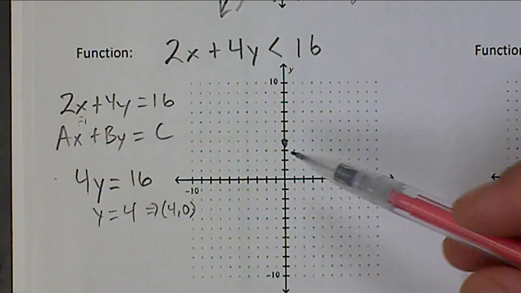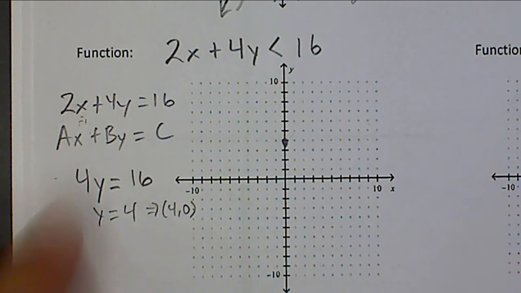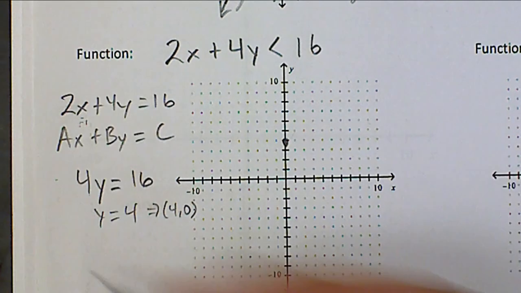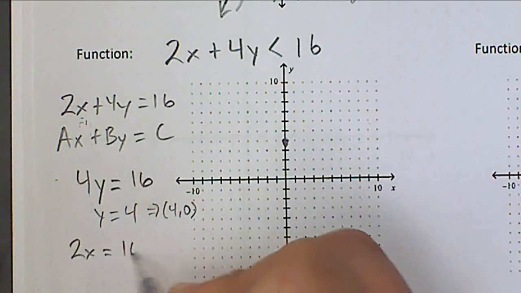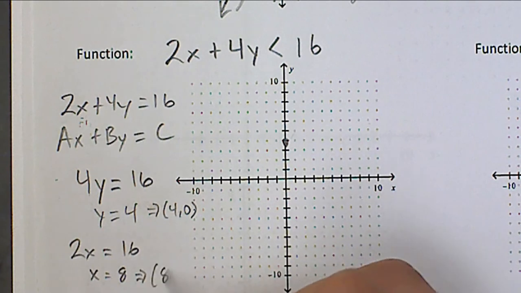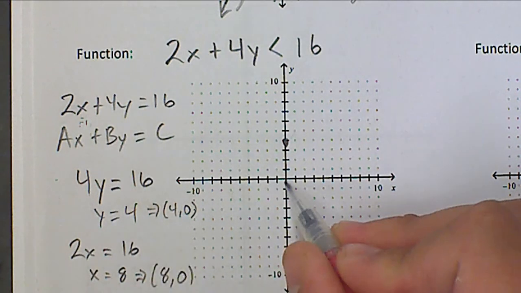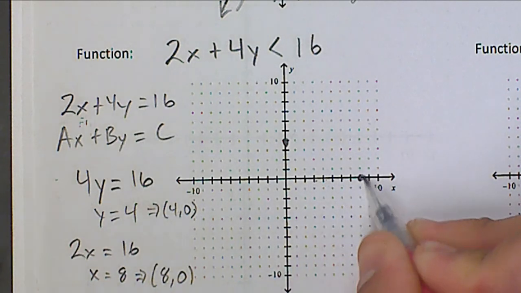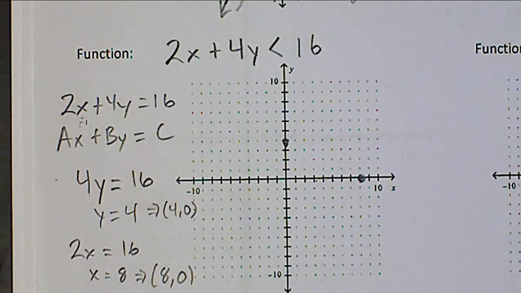Now if I'm looking for the x-intercept, that's when y equals 0. I cover up the y's. I get 2x is equal to 16. Solve for x, you get x is equal to 8. That means the x-intercept is at (8, 0). So let's go find (8, 0). 1, 2, 3, 4, 5, 6, 7, 8. Right there. And then I have my two points.